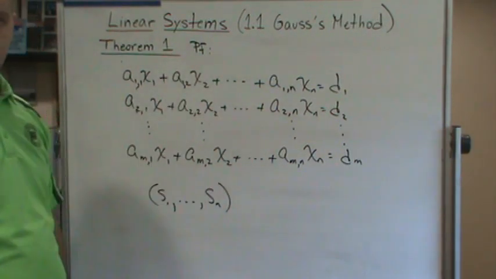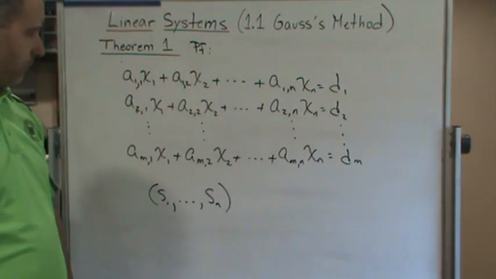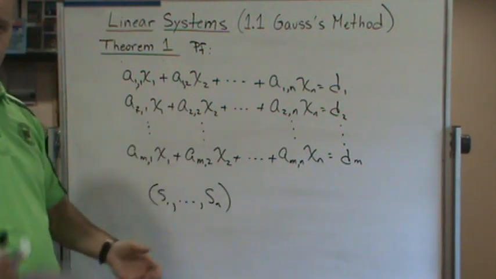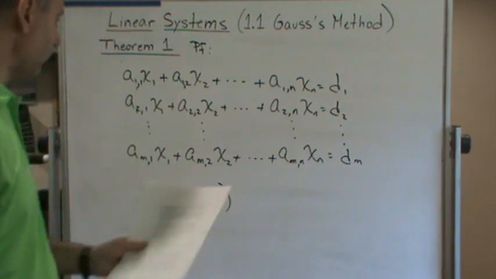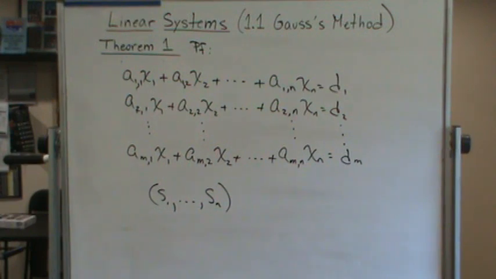So there's the proof in and of itself. And again, the other two are done similarly. Okay, that's it. So that's the Gaussian elimination method.